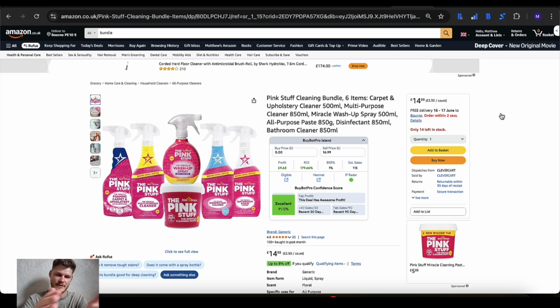So we have a perfect example here. We have a bundle which is comprised of the Pink Stuff cleaning range. There's different types of cleaners in there, all together in one go, one bundle. Okay. Other examples of bundles will be things like a shampoo and a conditioner. You might get a collection of different cooking utensils. Those sorts of things are bundles.